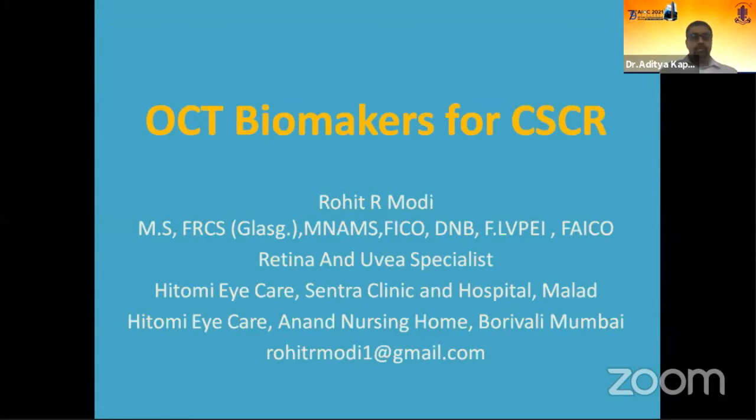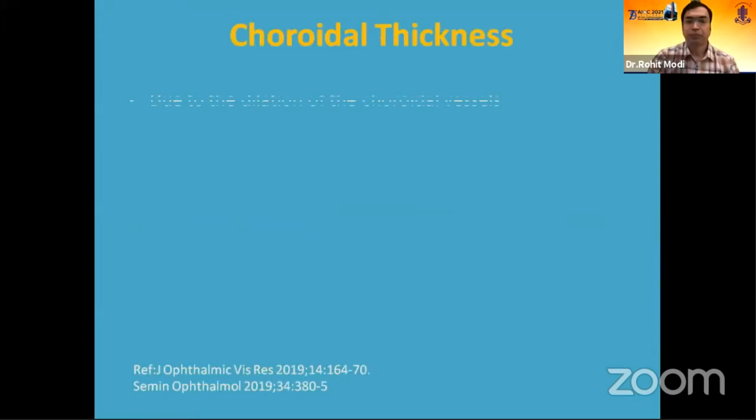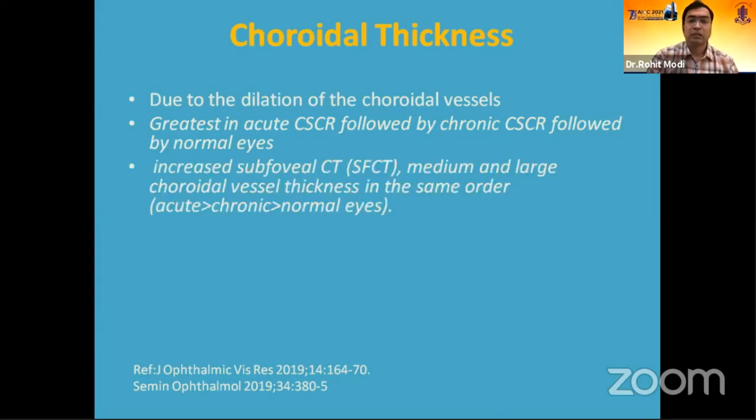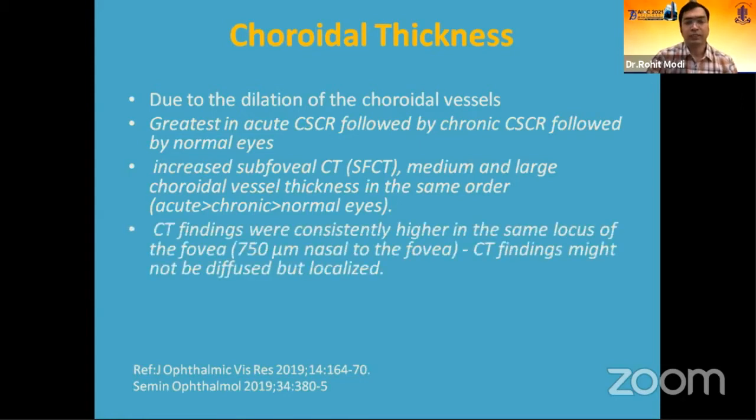Sure. Choroidal thickness is increased in patients of CSR when we see it on enhanced depth imaging, and it is primarily due to dilatation of the choroidal vessels. It is greatest in acute CSR, followed by chronic CSR, and followed by normal eyes. The same order is maintained when we look at the subfoveal choroidal thickness.